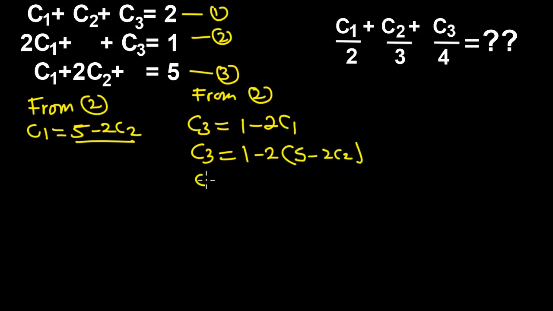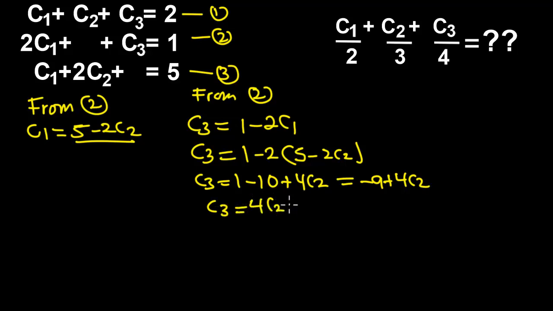So we are going to have C3 to be equal to 1 minus 2 times 5 is 10. We are going to have 10. The minus 2 times minus 2, we are going to have positive 4C2. So this will be equal to minus 9 plus 4C2. So C3 will be equal to 4C2 minus 9. Now that we have C1 and then C3, let's go ahead and then fix C1 over here and then C3 over here so that we can be able to solve for C2.